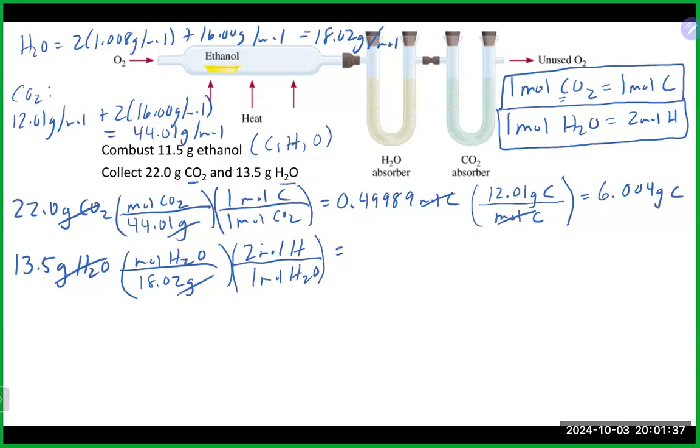And again, I'm going to get an answer here just to make my life easier at the back end of the calculation. We're going to times it by 2 and divide it by 18.02. That's going to give us 1.4983 moles of hydrogen. Now I can go to the periodic table and figure out how many grams of hydrogen that would represent. 1.008 grams of hydrogen per mole.